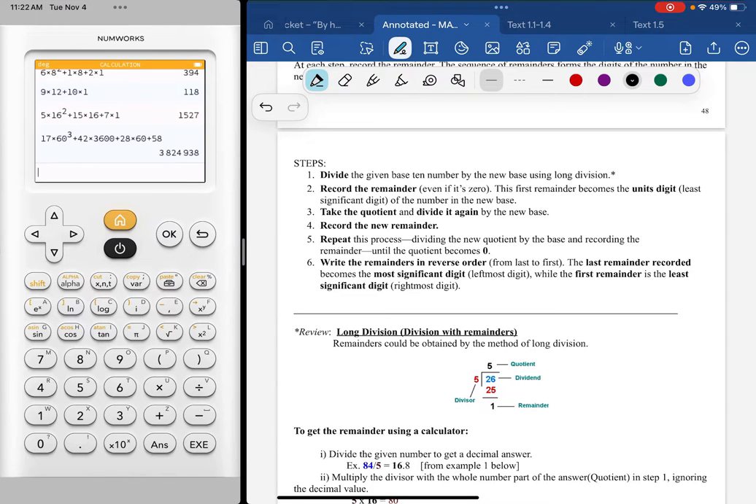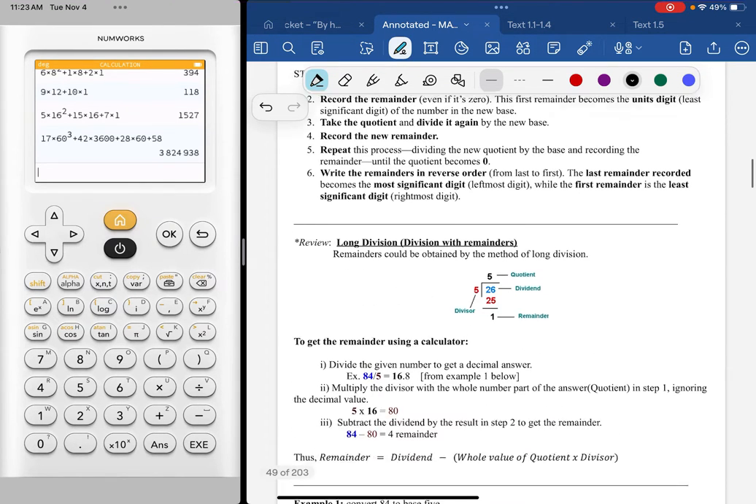Take the quotient, divide it again by the new base, record the new remainder, repeat the process, do it over and over again until the quotient becomes 0, and write the remainders in reverse order from last to first. The last remainder recorded becomes the most significant digit. That's because you've divided it the most number of times. All right, so if I have 4 divisions of, let's say, 2, that's equivalent to 2 to the 4th power, so that makes it the most significant out of all the possibilities.